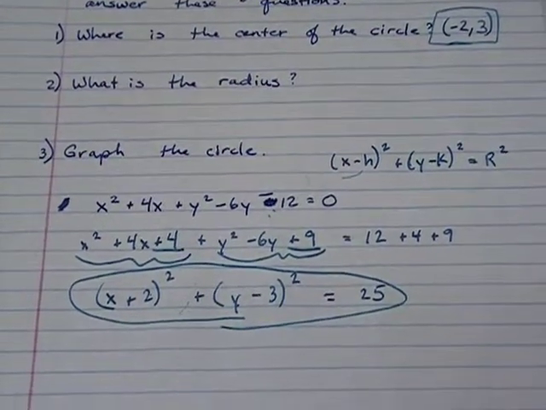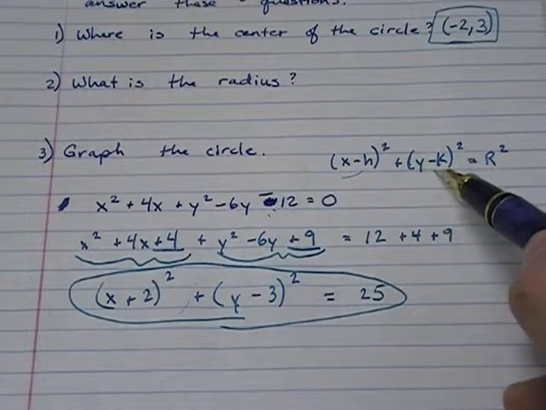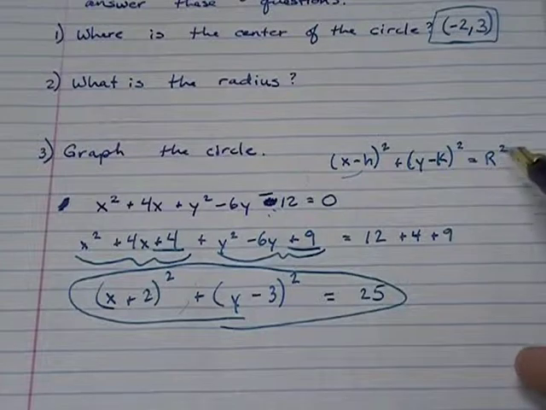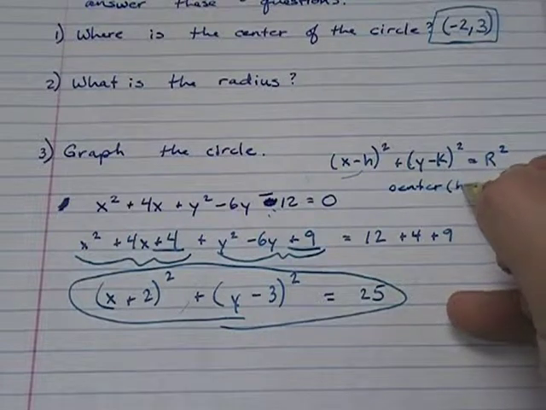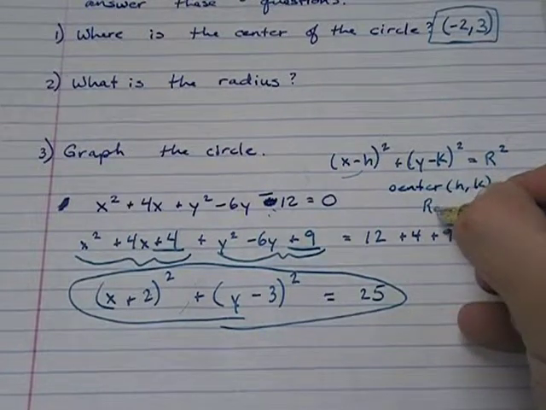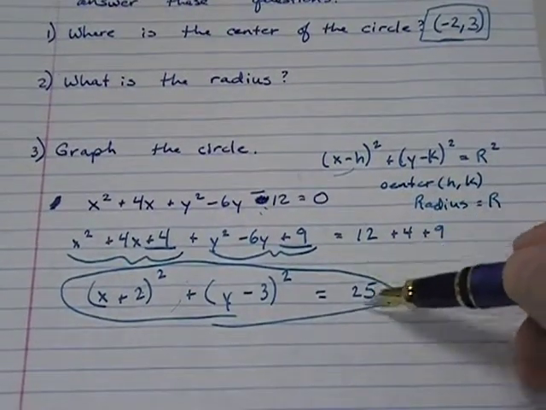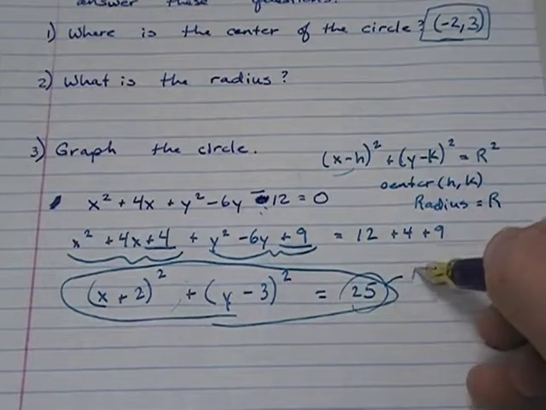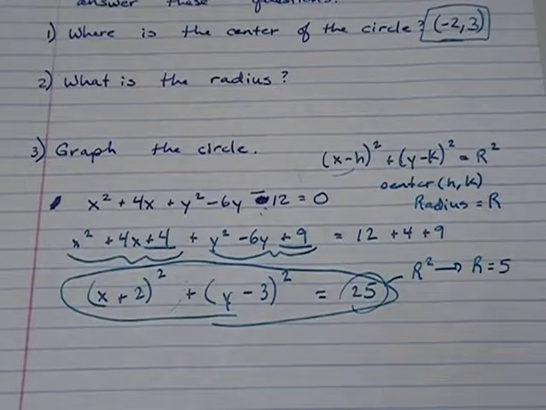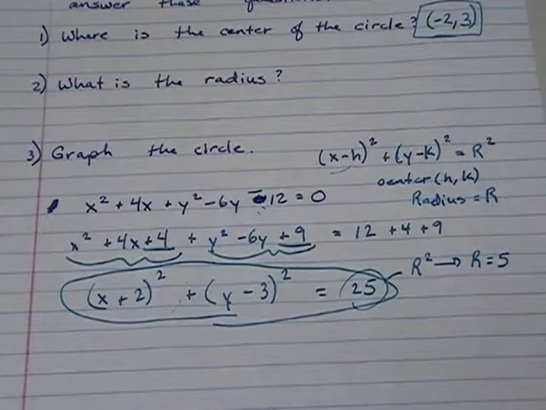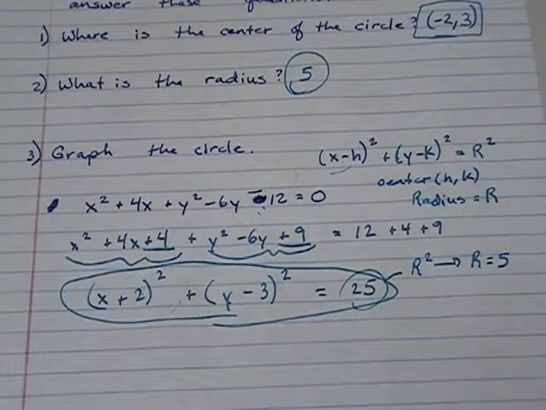Okay, easy enough. What is the radius? Well, in this format, (x minus h) squared plus (y minus k) squared equals r squared, the center is (h, k), and the radius is r. So if this is r squared, then what do we know? R has to equal 5, because we're only going to take the principal root here. We're looking for a distance. So what is the radius? 5. Well, that was easy.